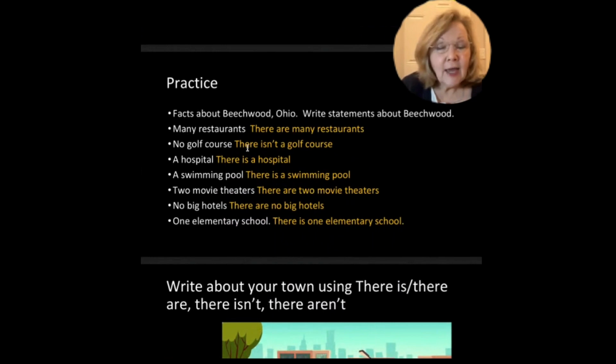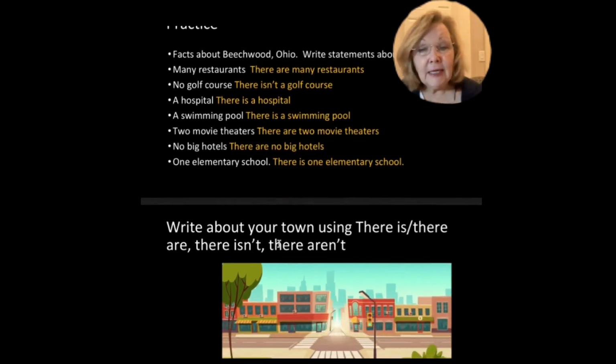All right, here's some facts about Beechwood, Ohio. There are many restaurants. There isn't a golf course. There is a hospital. There is a swimming pool. There are 2 movie theaters. There are no big hotels. And there is 1 elementary school. So you can see how that comes in to tell about a place.